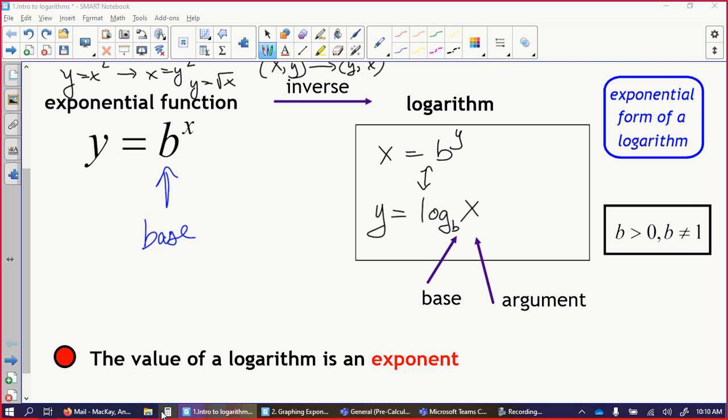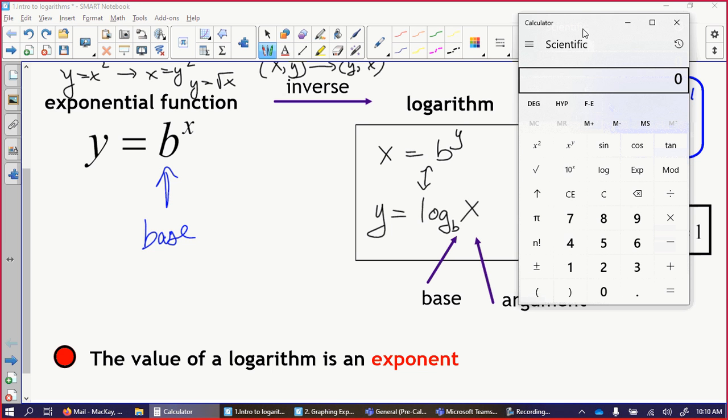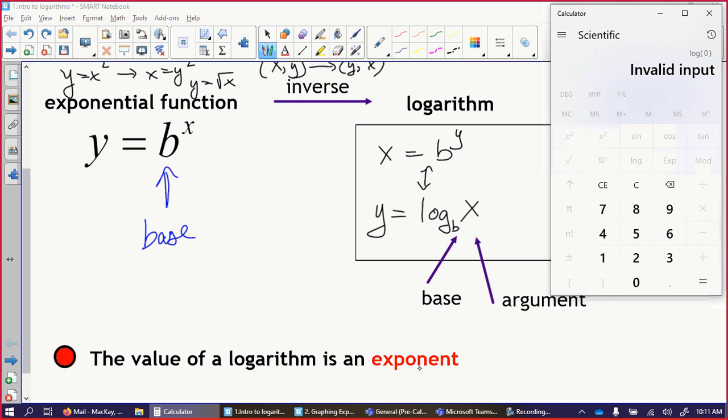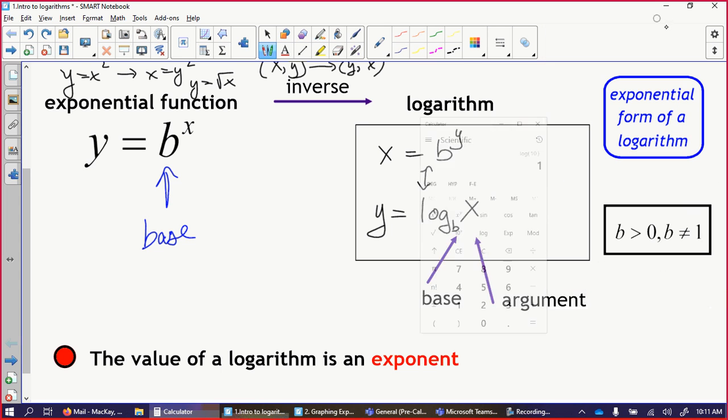If you have a regular old-fashioned scientific calculator, you have this log button on your calculator. That log also doesn't have a base. You can't take the log of 0, because that doesn't make any sense. It just says log.